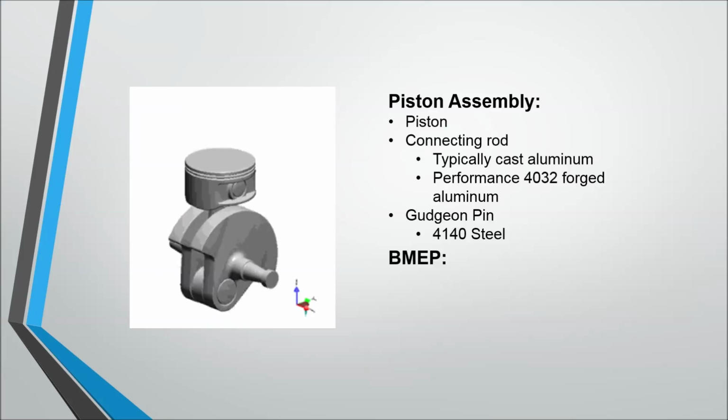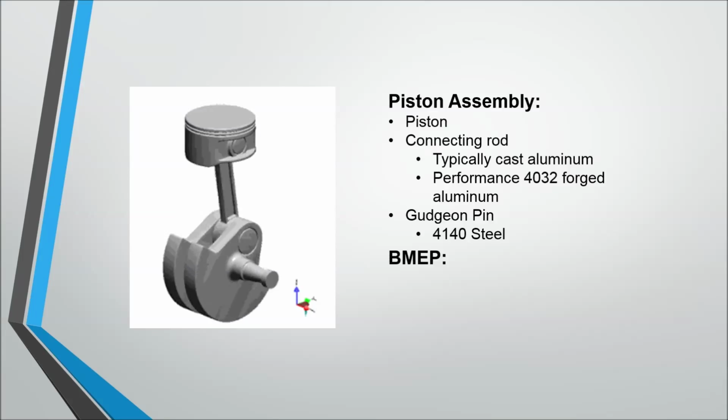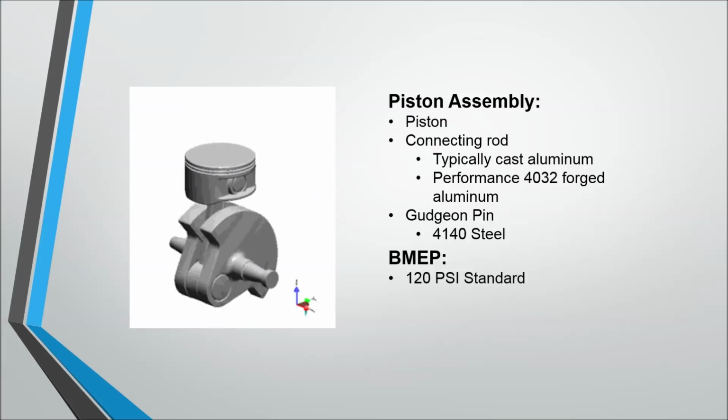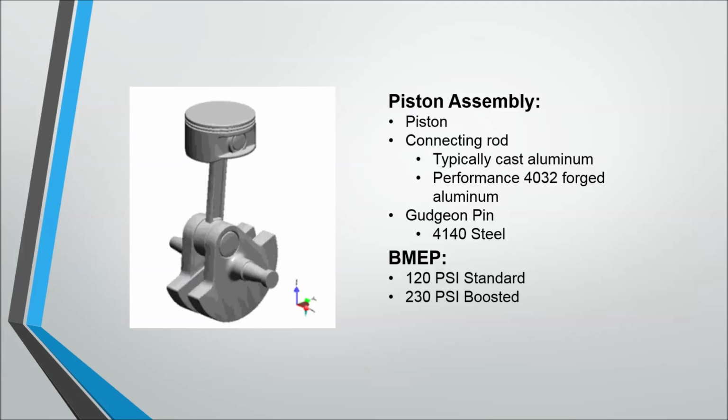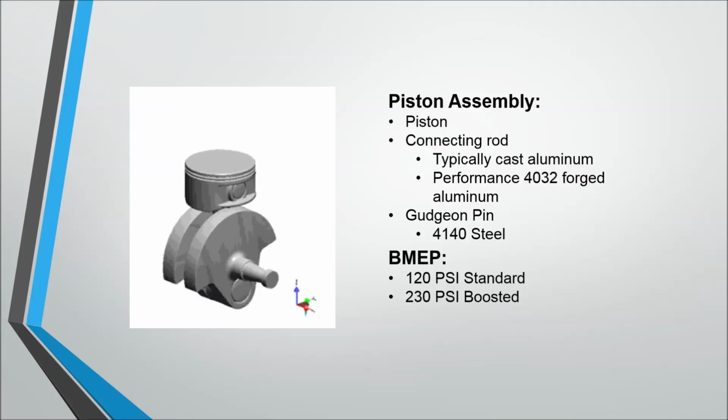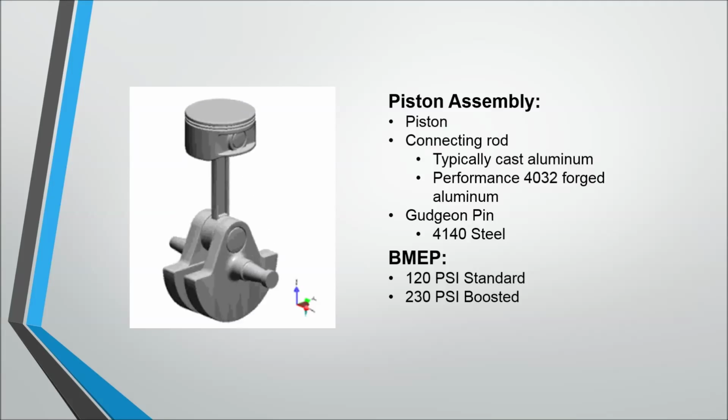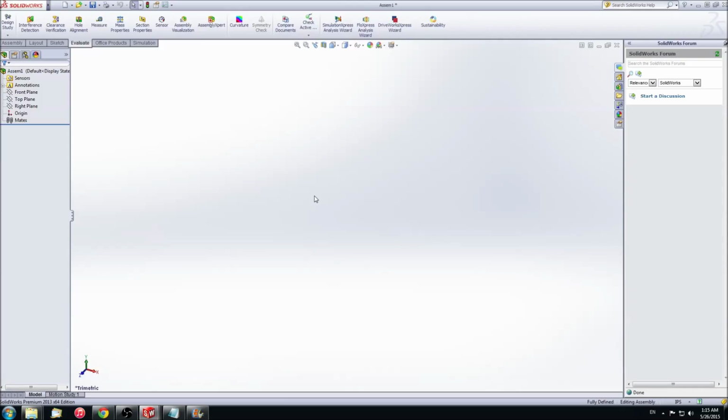In standard operation, a typical BMEP would be about 120 psi, while a performance engine can see pressures of up to 230 psi. We will analyze both of these conditions and see if the piston assembly can operate reliably. To analyze our piston, I'm going to go ahead and create a new assembly.